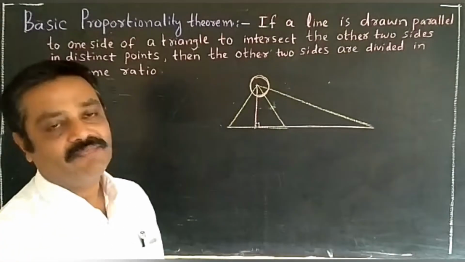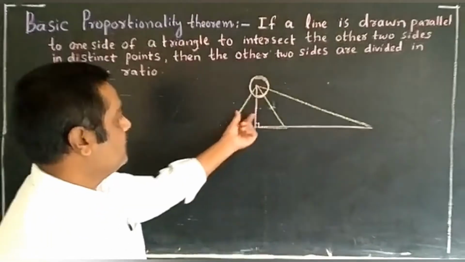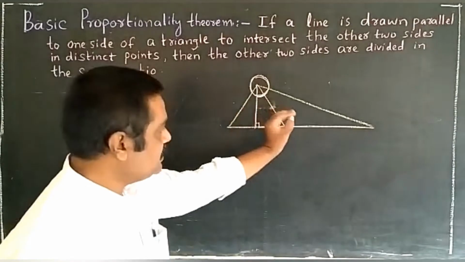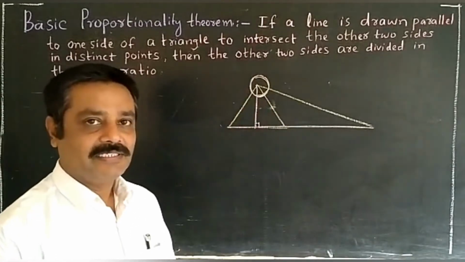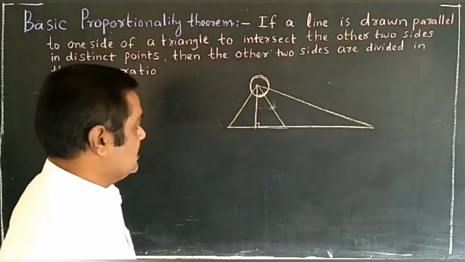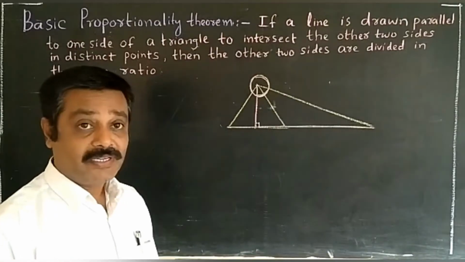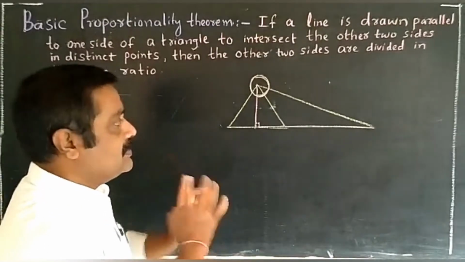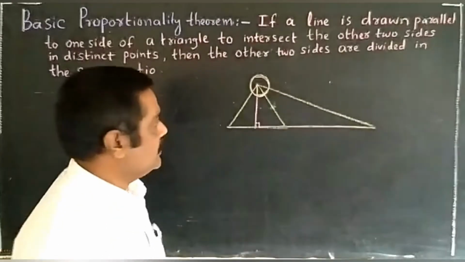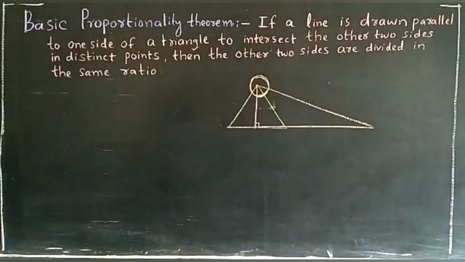Both have the same vertex. That's why we get the altitude, and that altitude belongs to both triangles. Clear, please children? Have you understood this point? Okay. Remember these two points. Okay, children, see once.